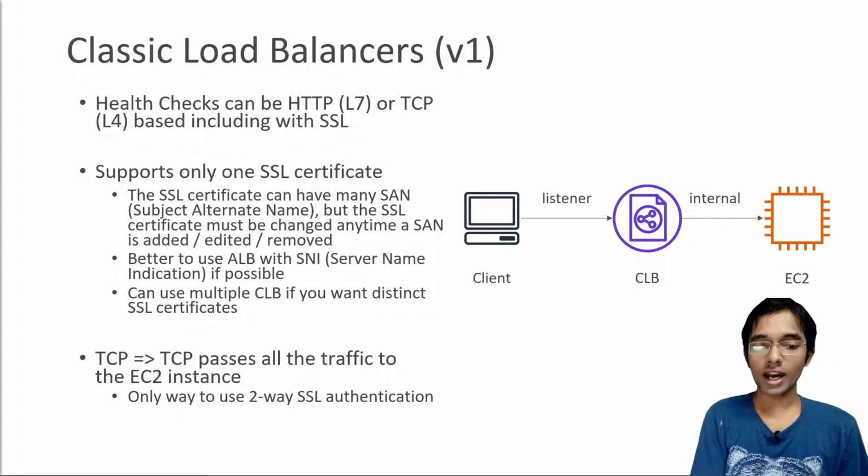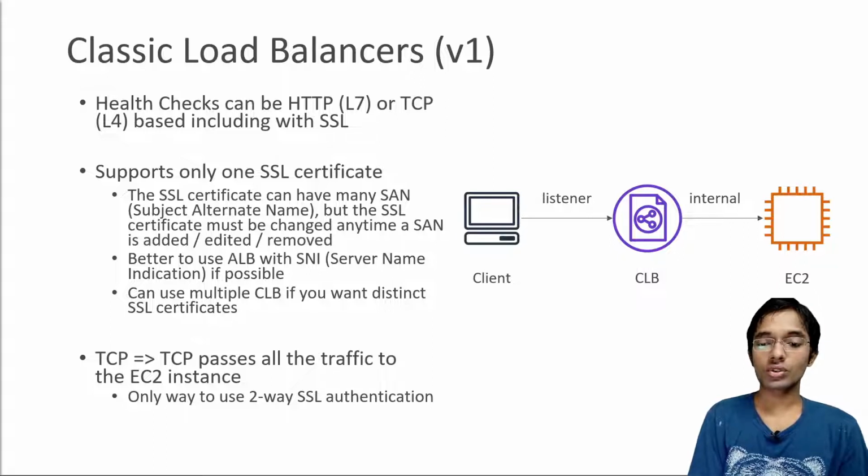So it's not ideal, and that's why it's recommended to use the newer Application Load Balancer, which has SNI, server name indication, if possible, because you are going to be able to use multiple SSL certificates on an application load balancer. If you want to have distinct SSL certificates, then from an architecture perspective, you must use multiple classic load balancers.